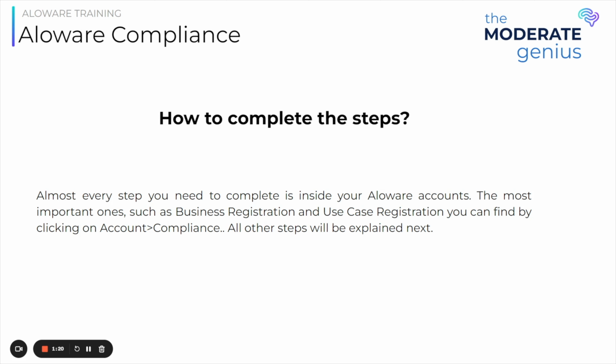How to complete these steps? Almost every step you need to complete is already inside of your Aloware account. You would click on account and then compliance. There are two additional steps, voice integrity and toll-free registration, that are not within Aloware. So you can just contact customer support and we will send you those links.